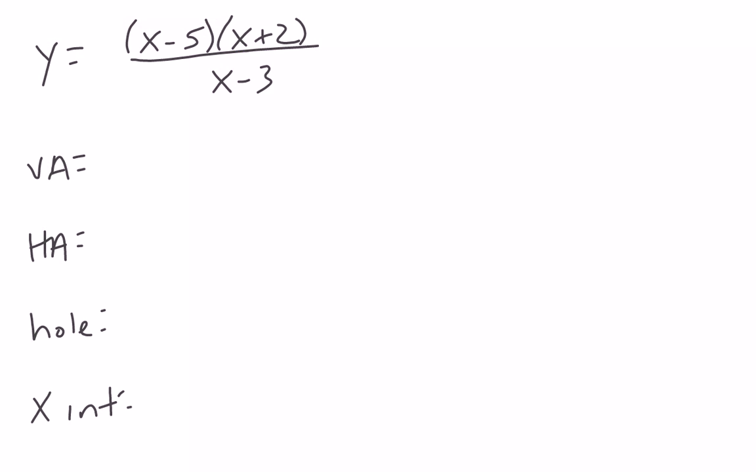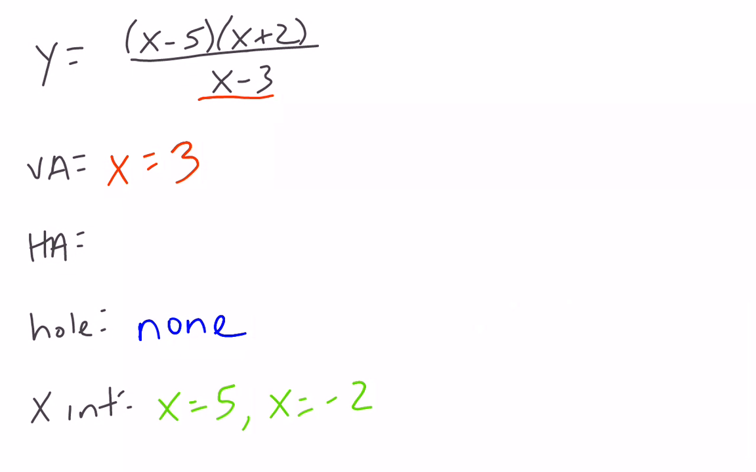My last one is already factored. Since it's already factored, it's easy to see I don't have anything that will cancel or reduce, so I have no holes. What I'm left with in the denominator is x minus 3, so my vertical asymptote is at x equals 3. What's left in my numerator is x minus 5, so I have an x-intercept at positive 5, and x plus 2, so I have an x-intercept at x equals negative 2.